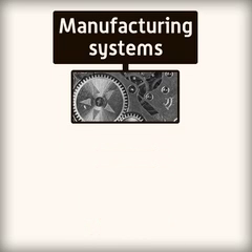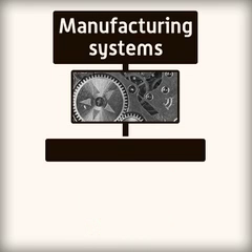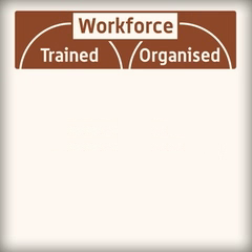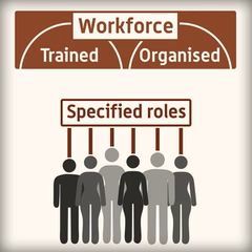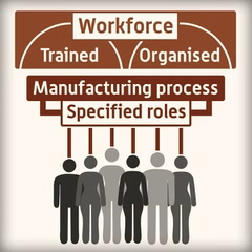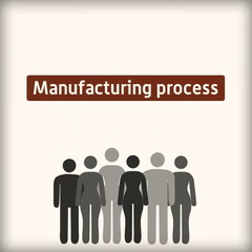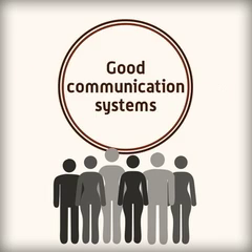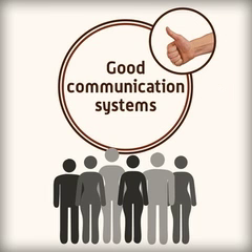For the system to run smoothly and efficiently, it can be divided into 7 easy chunks. A workforce needs to be trained and organised, with workers having a specified role in a particular part of the manufacturing process and being trained in the skills for their specified role. As this process has many parts, the workers also need to be good at communicating with each other. Good communication systems are very important to the smooth running of the whole process.